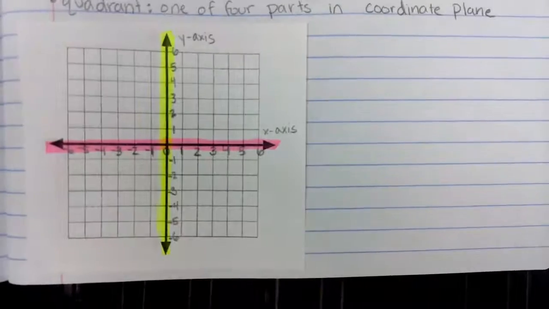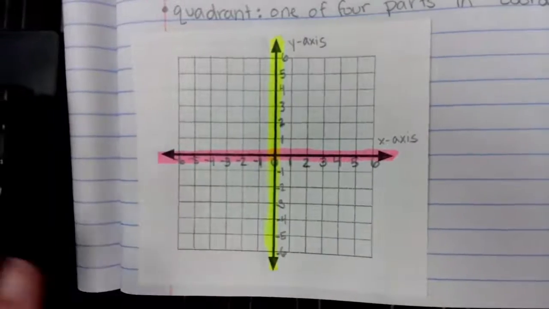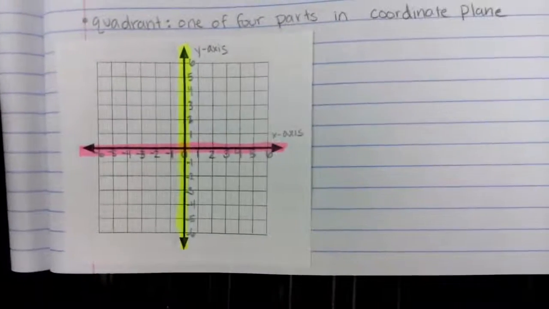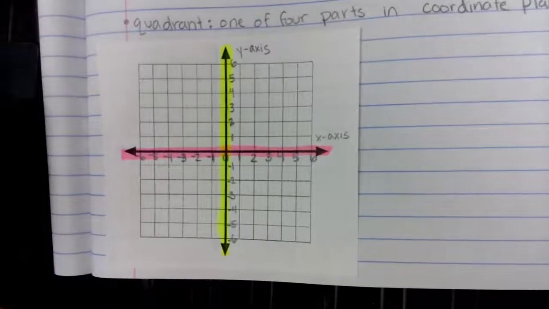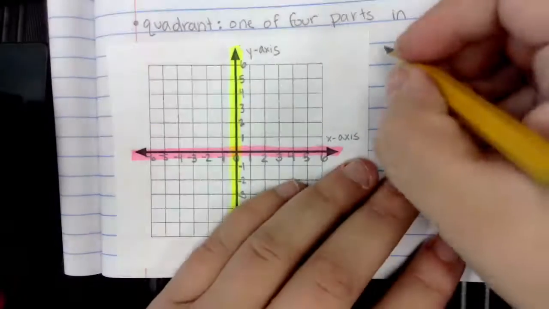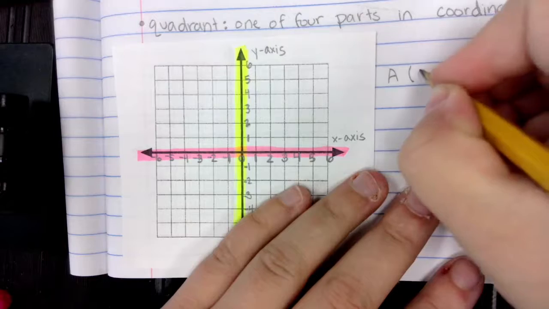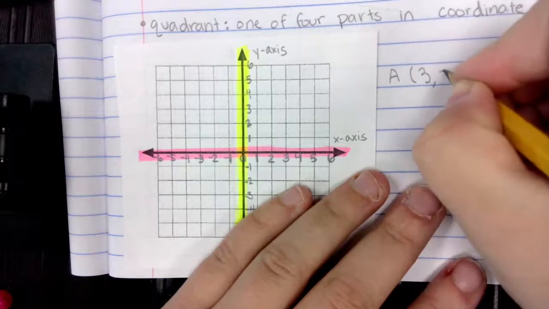Alright, we are going to do 4 points on our coordinate plane. Alright, so point A. We're going to do A is 3, 2.